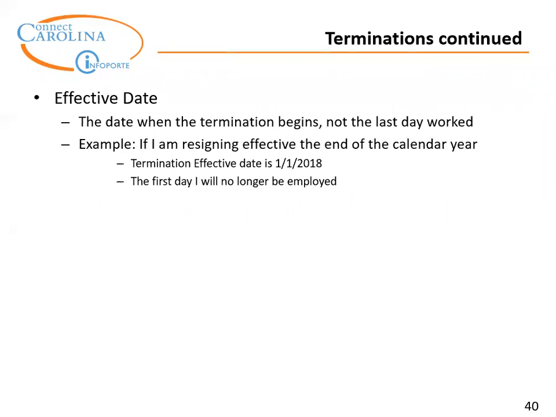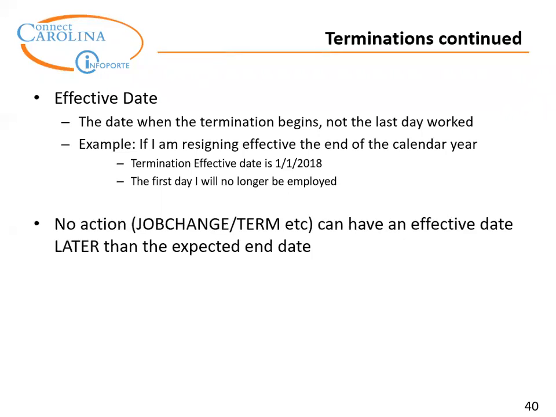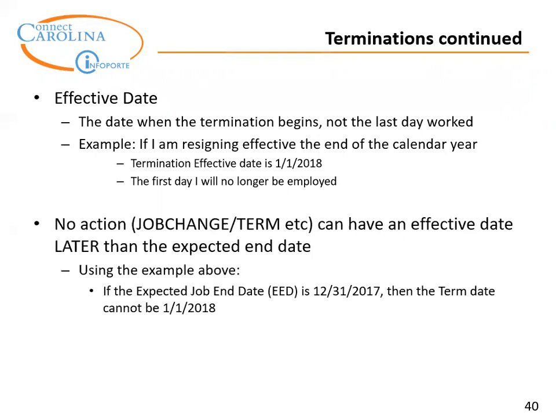Obviously, we talked a little bit about this, effective dates for terminations, right? Thinking about it not as the last day worked, but the day after their last day worked. The first day that they're no longer employed is the termination date. And important to know that you can't do any job actions on someone with an effective date past their expected end date, right? So using an example above, if we're paying a student through the end of the year, the termination date would be 1/1, so that we pay them the full monthly salary through the month of December, right?